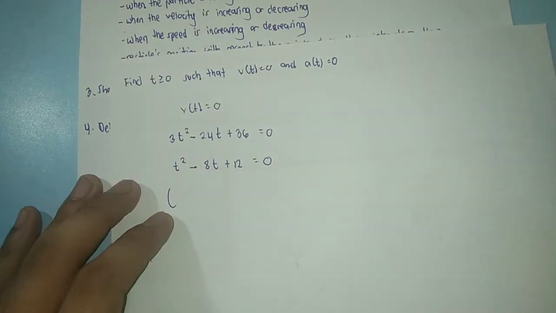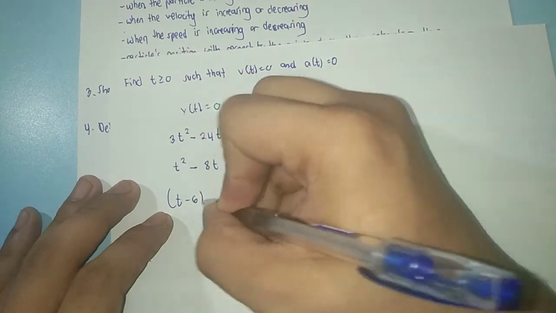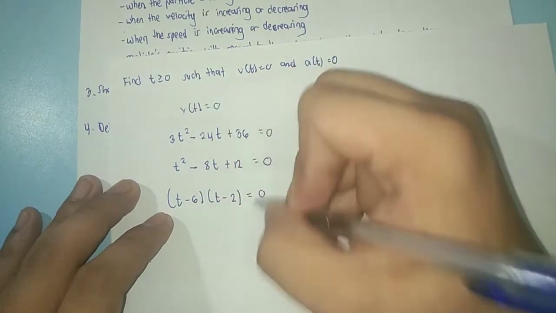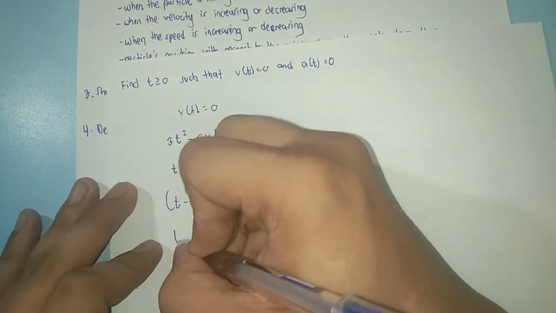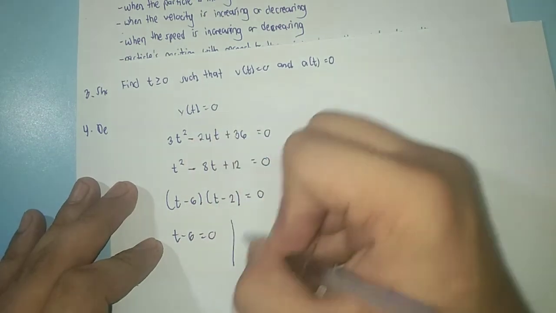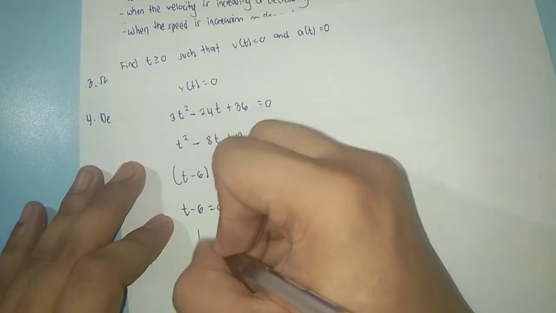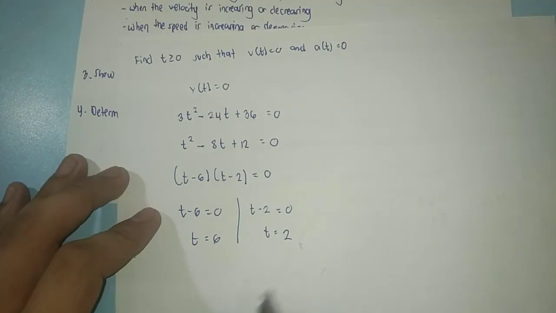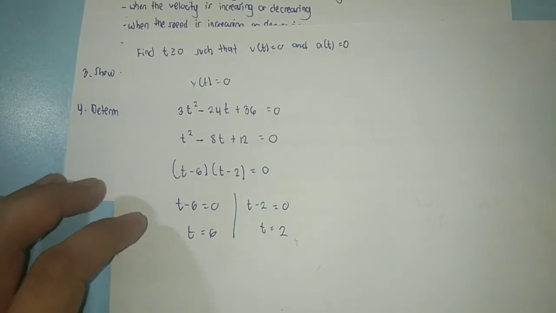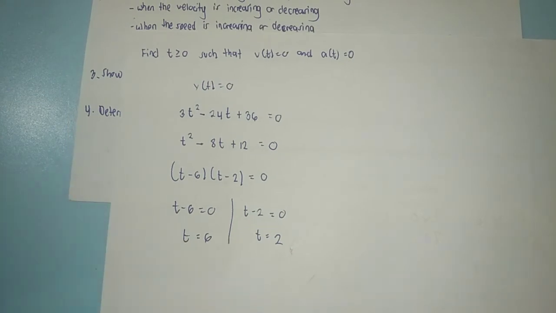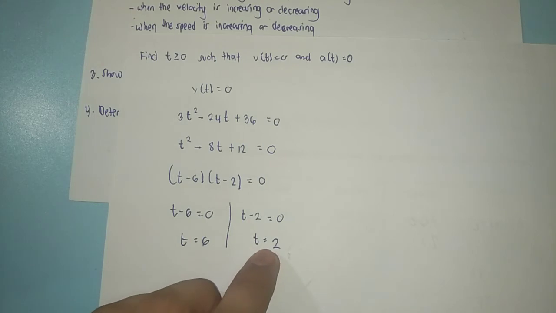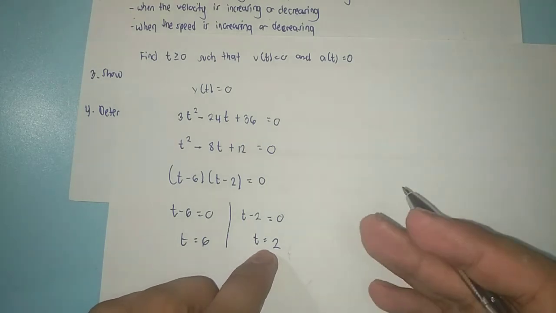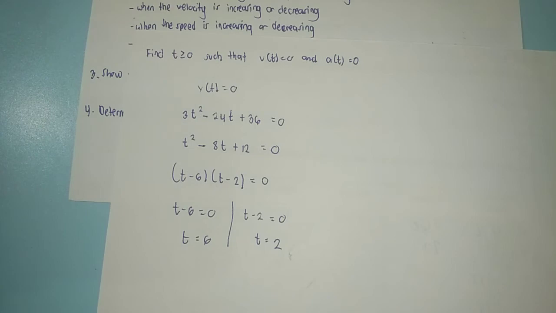So, pwede natin i-factor to, no? That is negative 6, negative 2. So, t minus 6, t minus 2 equals 0. So, dito, t minus 6 equals 0, t minus 2 equals 0. So, yung t ay 6, t equals 2. So, ito yung mga time na nag-0 yung ating velocity. Okay, so kumbaga, gumagalaw yung particle, tapos sa time 2, nag-stop, and then gumalaw, and then nag-stop sa 6.